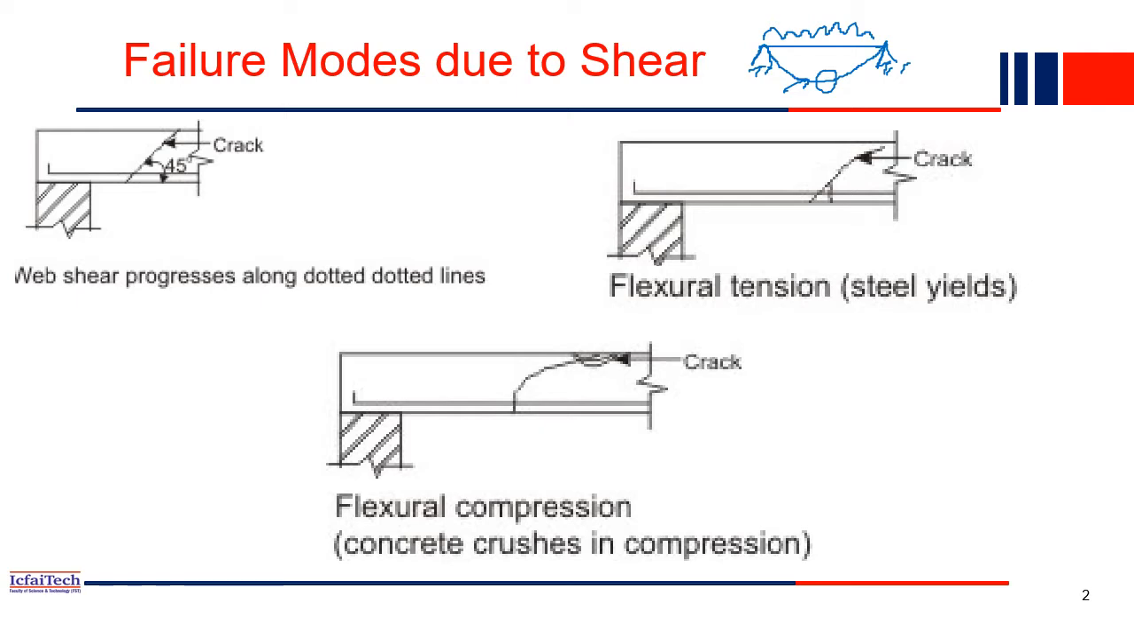Now we are discussing the failure due to shear. How will shear failure occur? As I mentioned, shear force is maximum near the support. In the last slide we saw the shear force diagram, where the shear force is maximum near the support. That means whatever shear failure happens will always be near the support.